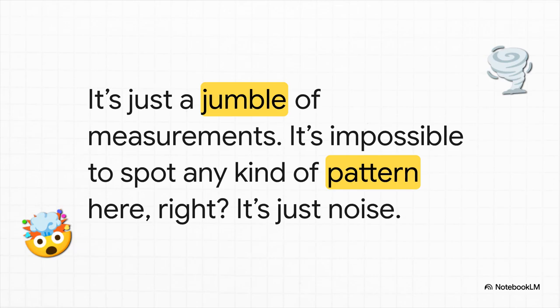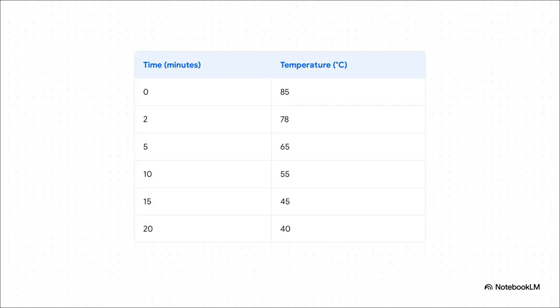Okay, so we've run our experiment. We've measured the temperature of our hot water at a few different times. And this is what we get. A completely random list of measurements. It's impossible to see what's happening here, right? It's just a jumble of numbers. But just watch what happens when we do one simple thing.